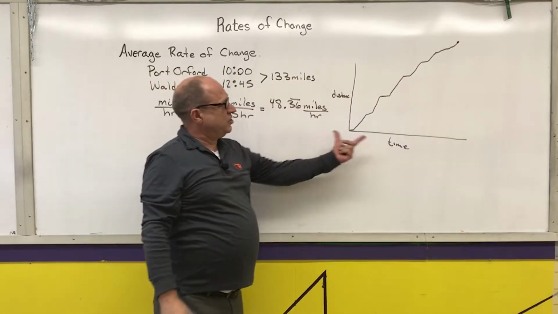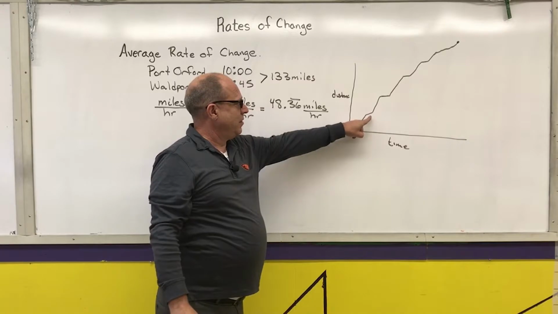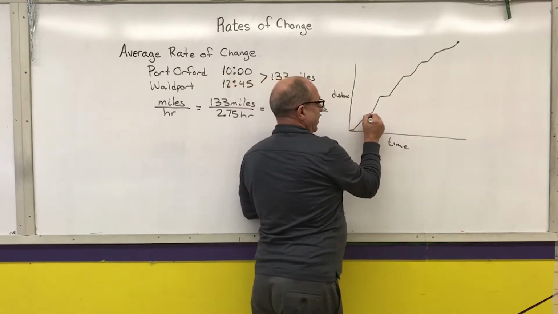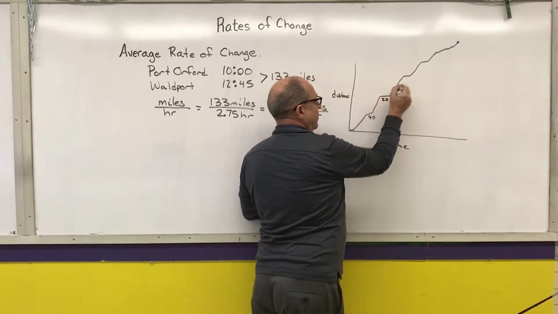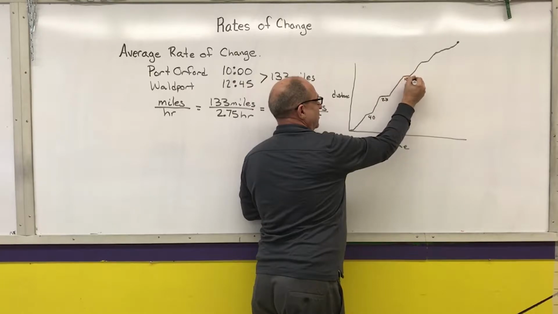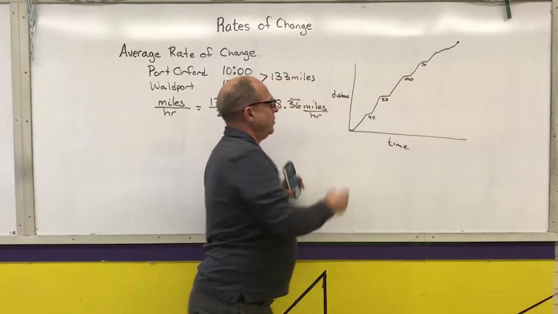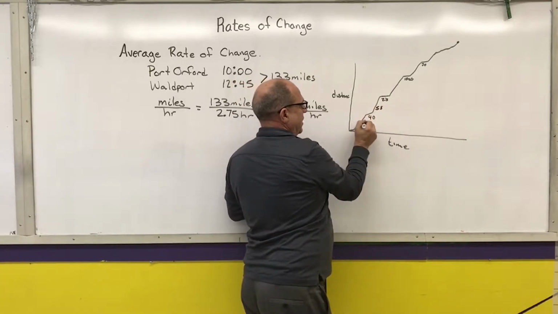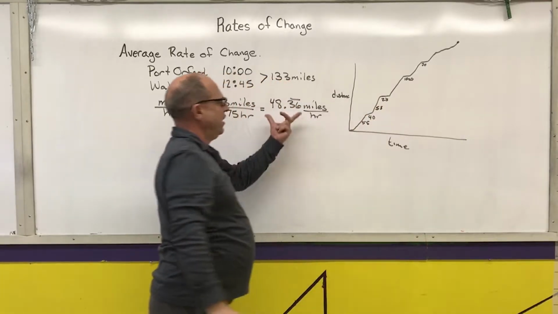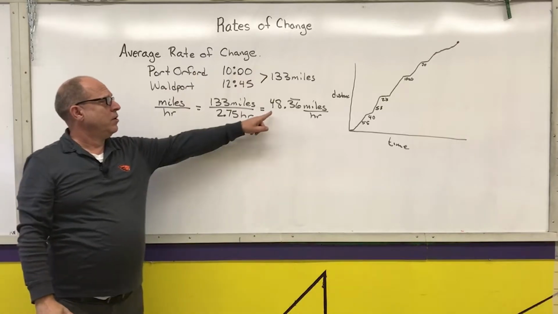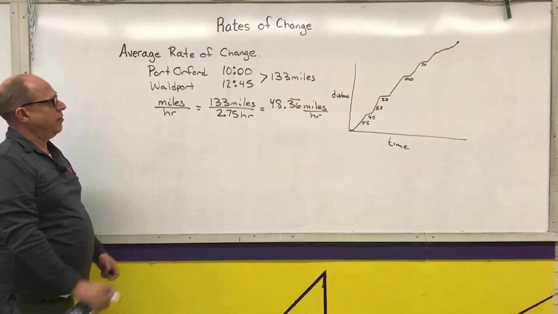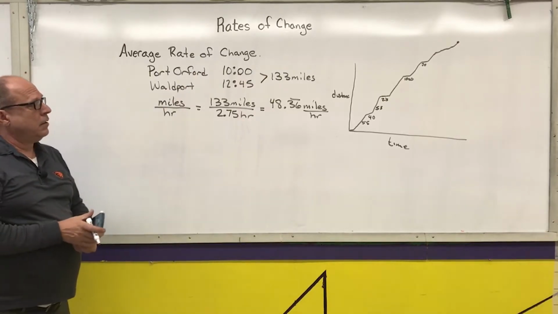So if I was actually looking at it, I may be doing 40 miles an hour here, 25 here, 15 to 20 in parts of Coos Bay, 30 miles an hour there, put the rest of these at 55, and then over the long run, it would average out to 48.36 miles per hour.